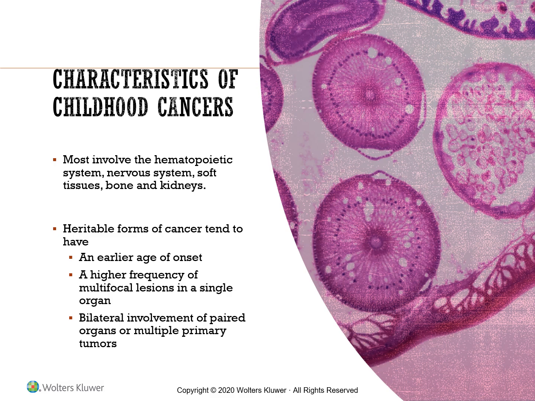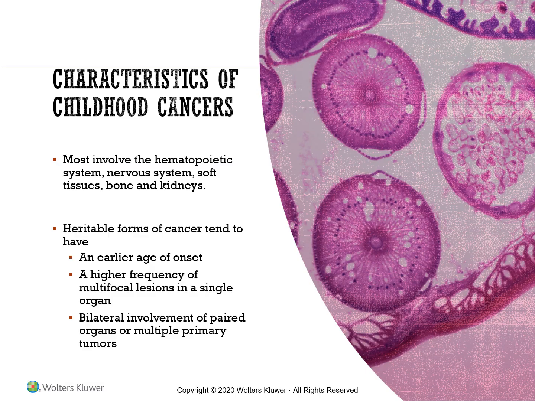When we talk about heritable forms of cancer, again, those cancers that are coming directly from mutations in germ cells, they usually have a much earlier age of onset. So that's why we see them in childhood. They have a higher frequency of multifocal lesions in a single organ. So if we have maybe a kidney cancer that's developing, we'll have multiple lesions within that kidney itself. And they often have bilateral involvement of paired organs or multiple primary tumors.